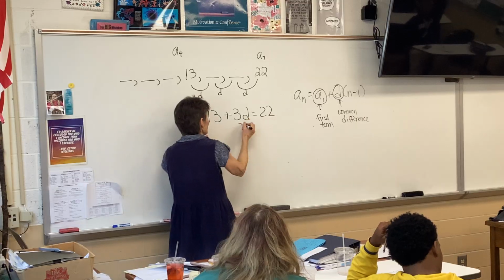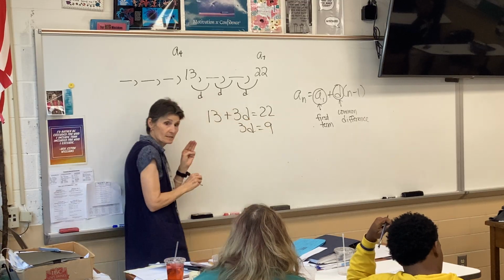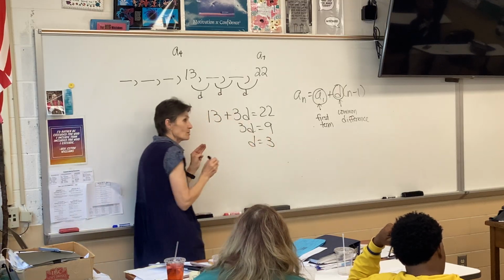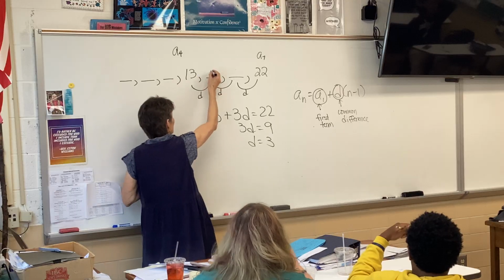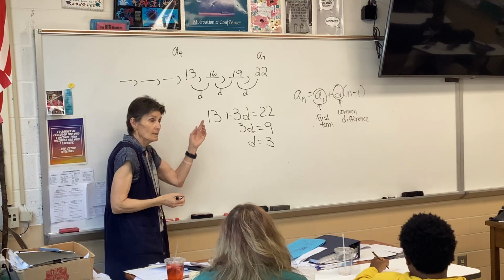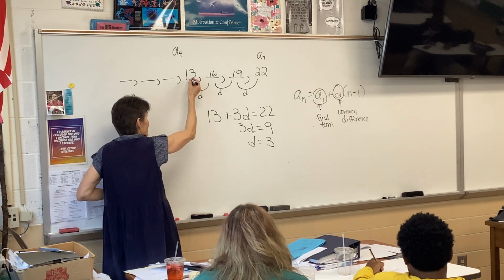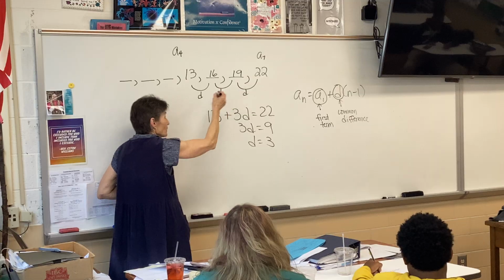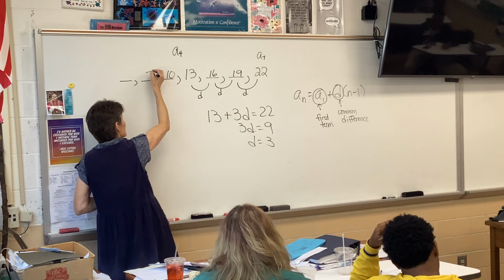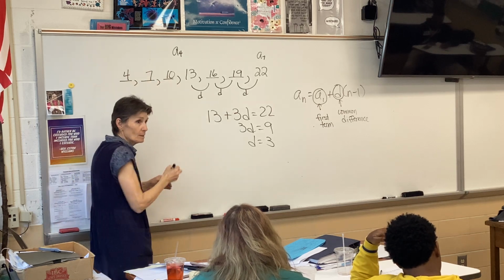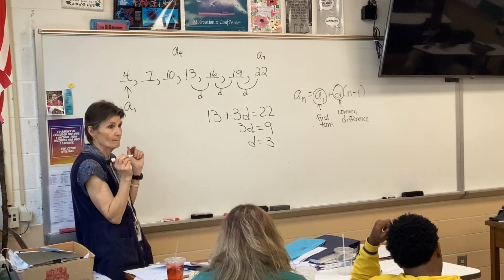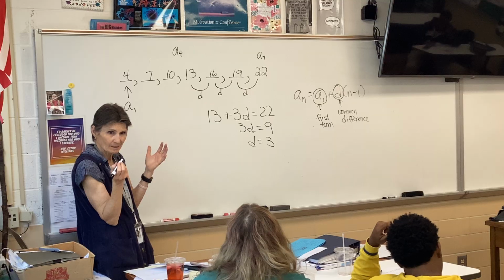So if I subtract 13, it looks like 3D is 9. So I am adding 3. D is 3. So this would be 16, this would be 19, and that's 22. Now what if I go backwards? Well, this way I'm adding 3. This way I will be, so this will be 10, 7, 4. One of the questions said, what's the first term? The first term is 4.